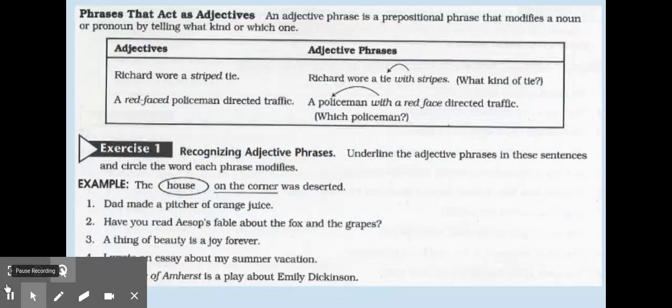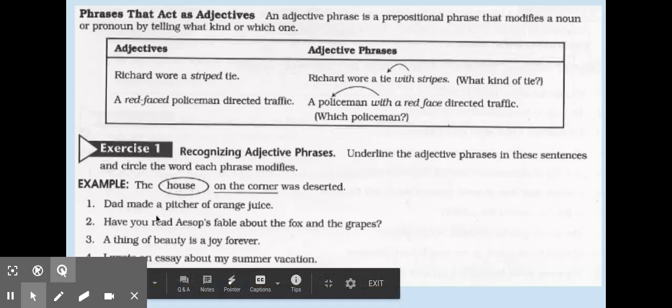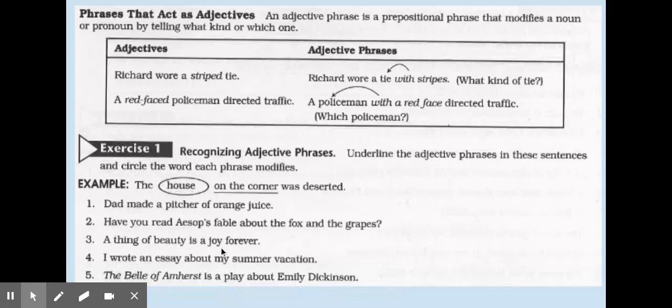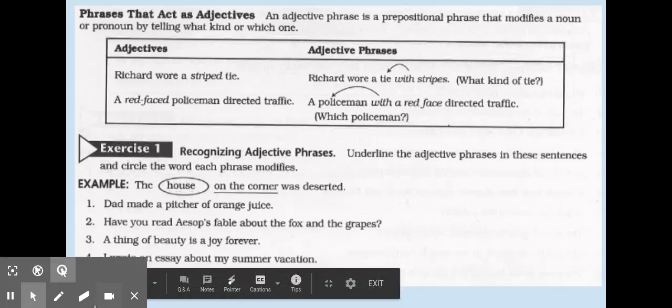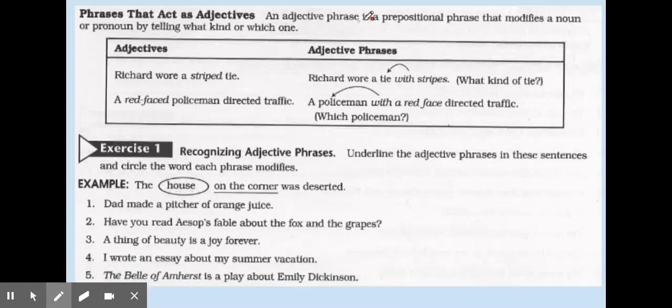So with this practice, we're going to look at a grammar worksheet from our grammar workbook, and numbers 1 through 5 you have down here at the bottom are going to be in a Google form for you to answer questions on. But before we get there, I want to go over these notes that are also going to be on that Google form to help remind you what you're looking for. Once again, an adjective phrase is a prepositional phrase that modifies a noun or pronoun by telling what kind, which one, or how many. We didn't have that on here.